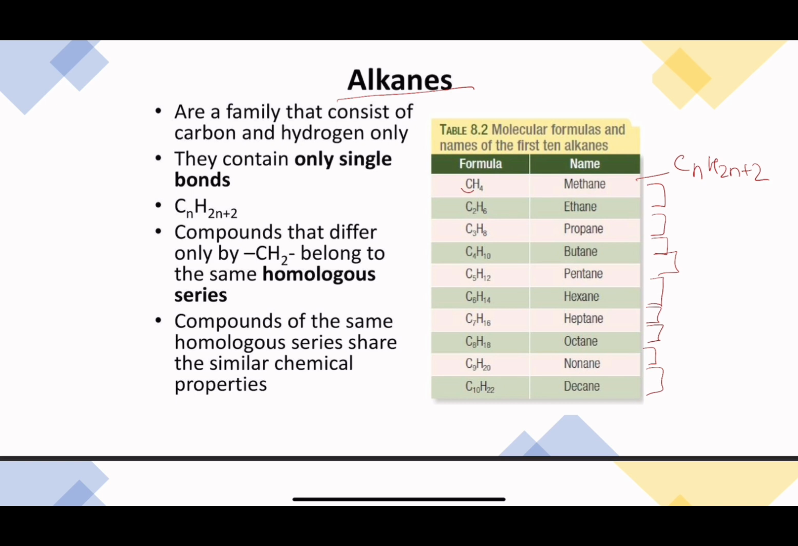So check out the carbon number first. This is 1, 2, 3, 4, 5, 6, 7, 8, 9, 10. So let's pick the 5. It is carbon 5, and if you look at the formula, 2 times 5 is 10, plus 2 is 12. So look here, pentane is C5H12, and it is pentane. Because the only difference between them is CH2, they are all in the same homologous series.